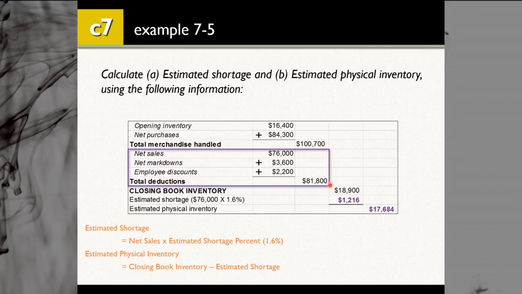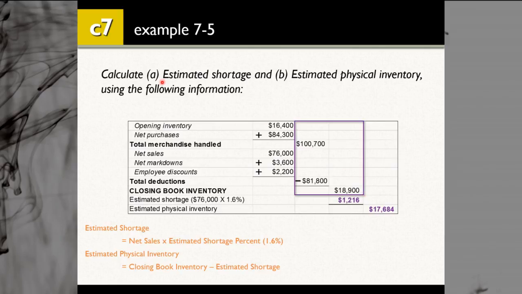And what's next? To calculate the closing book inventory, you do total merchandise handled minus your total deduction. So you got 18,900 as your closing book inventory. And if you know this, and if you know the dollar amount of the estimated shortage, you can calculate your estimated physical inventory.